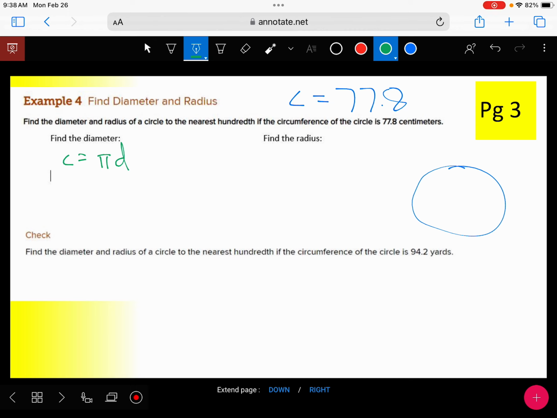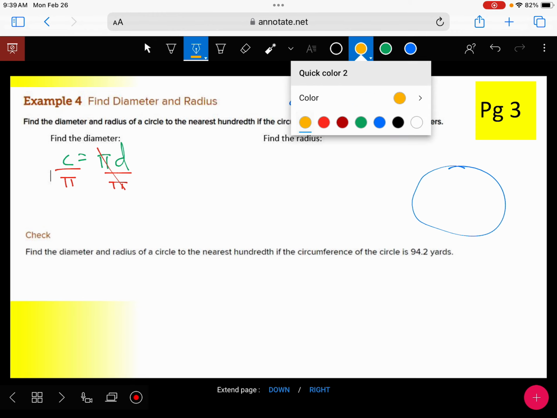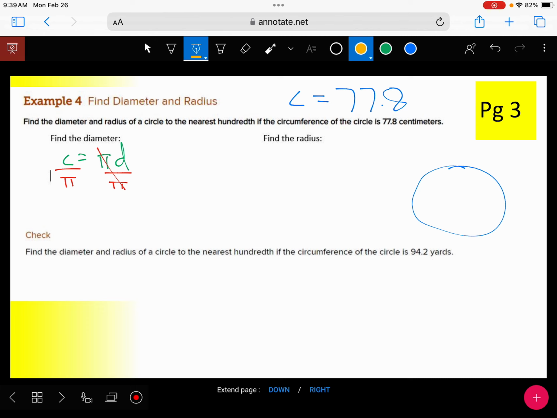We wouldn't subtract because pi and the diameter are multiplying together. Divide. Yep, remember, division undoes multiplication. So what we would do is divide both sides by pi. If we do that, the pi's on the right-hand side would cancel, and we see that the circumference divided by pi gives us the diameter. Well, this is great, because we know our circumference is 77.8 centimeters.